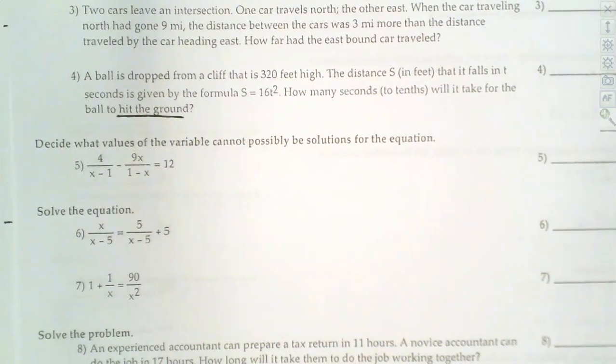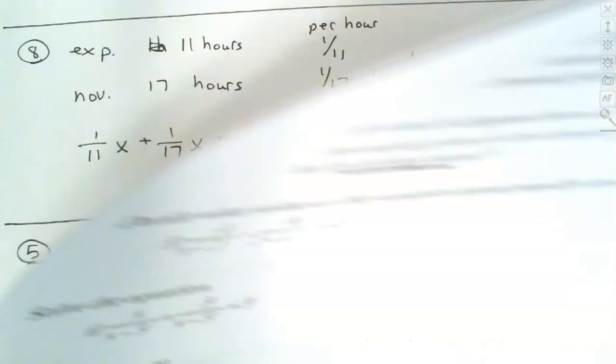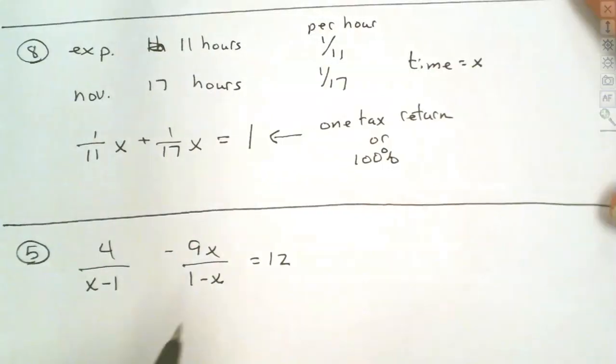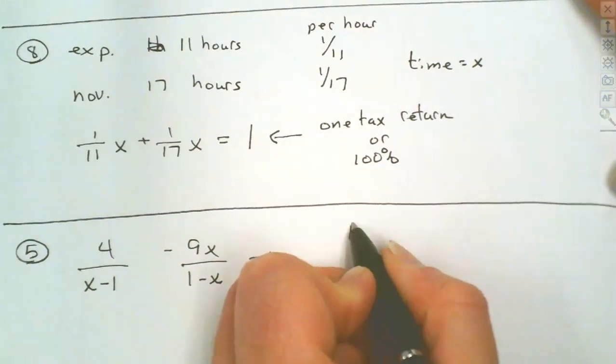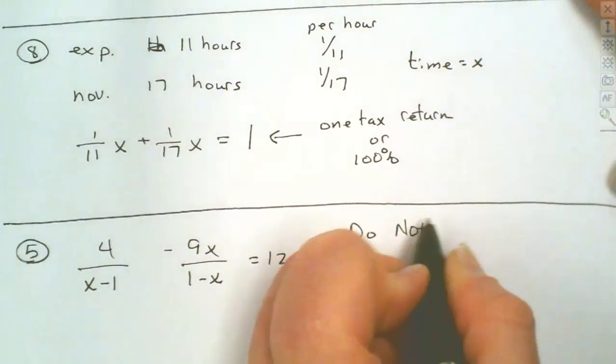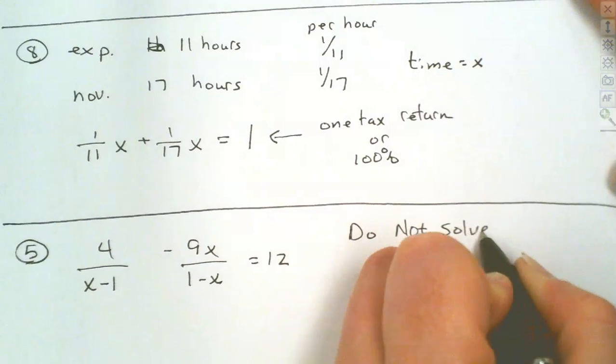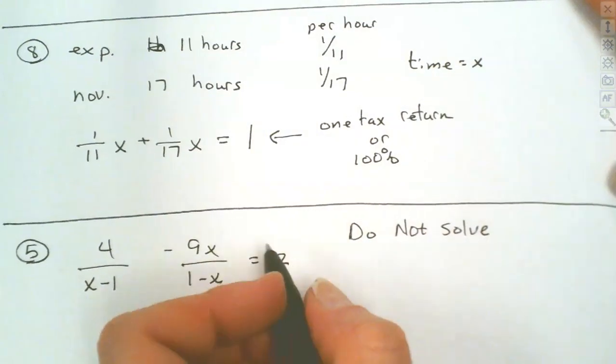We're not going to be solving it. All right, so what we want to do is we want to decide what values of the variable cannot possibly be solutions for the equation. So we're looking at numbers that are not in the domain. So we're not going to solve this. We just want to find what numbers are not in the domain. So do not solve. We only want the numbers not in the domain.